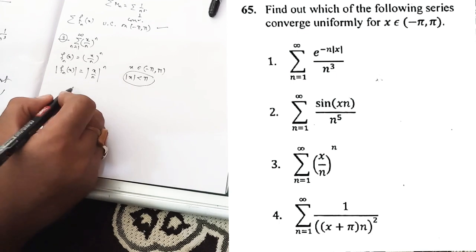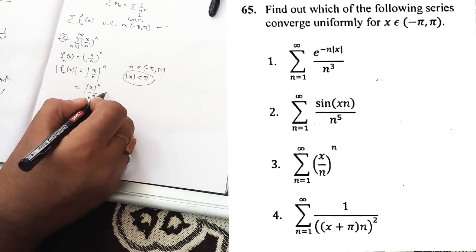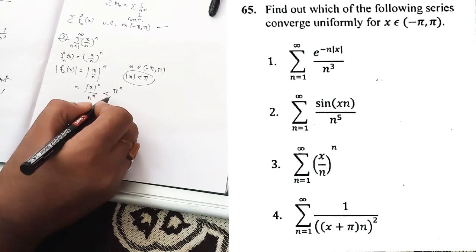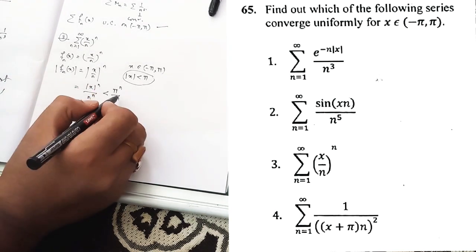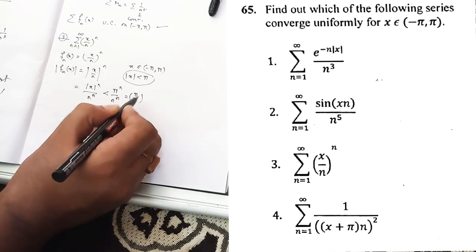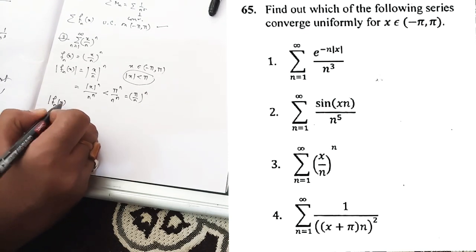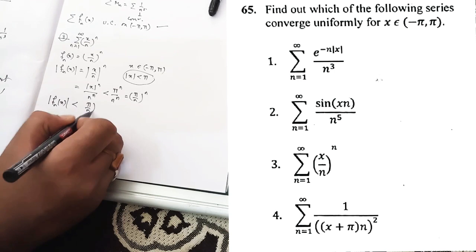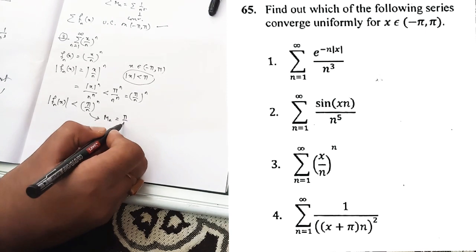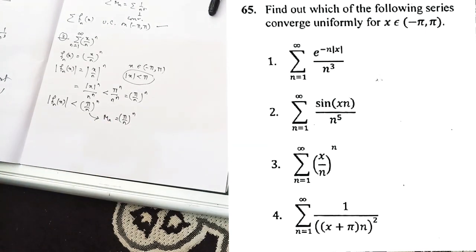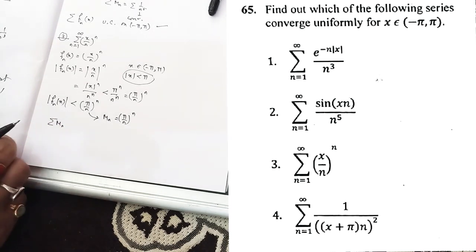So we are going to use this, and we have this kind of thing in our hand. It is going to be pi^n over n^n. This is nothing but (pi/n)^n. So we have |f_n(x)| is less than (pi/n)^n. So our M_n is going to be this. Now the next job is to check whether this series is convergent or not.